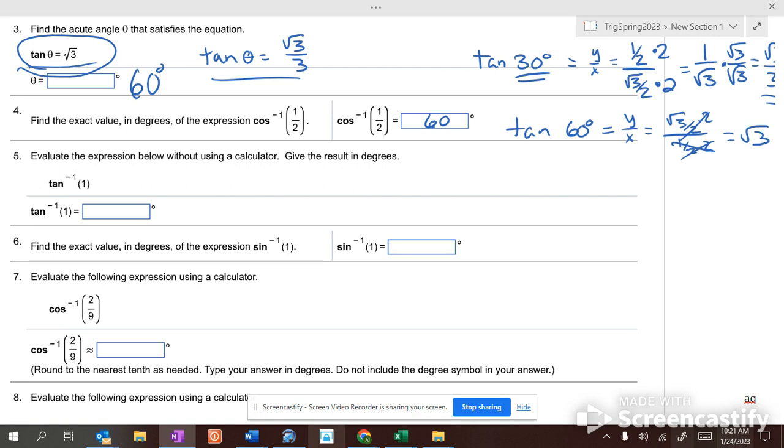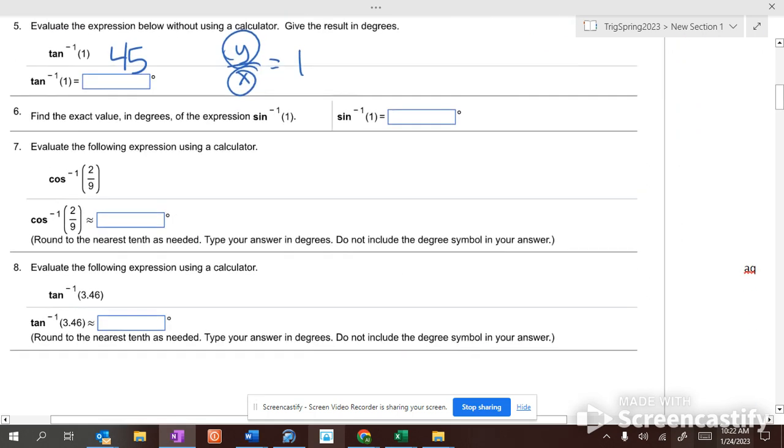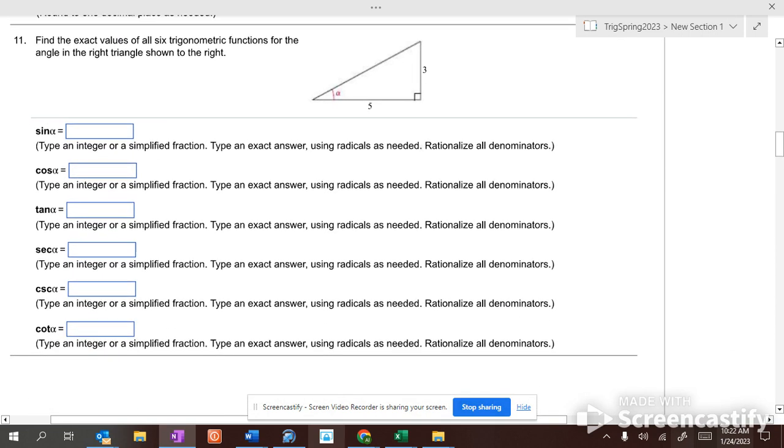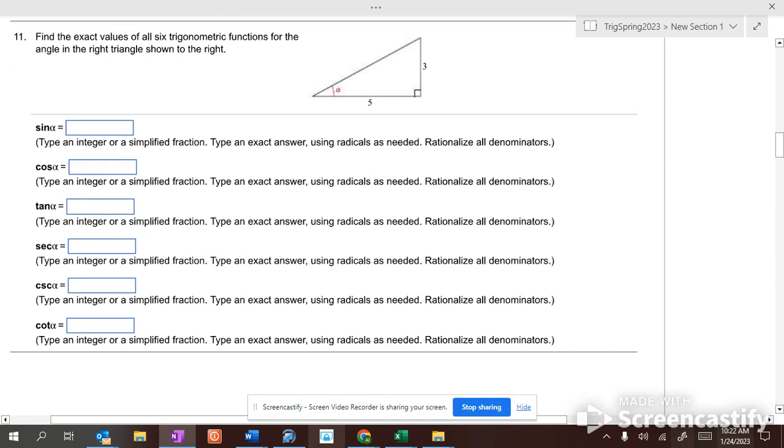Now I got to think a little bit. Tangent is y over x, and you want y over x to equal 1. For something to equal 1, the top and the bottom have to be the exact same thing. Where is the x and the y the exact same thing on your unit circle? 45 degrees. Calculator ones, I assume that you can do these without any issues. So then we will have a section where we're finding all 6 trig functions as simplified fractions.